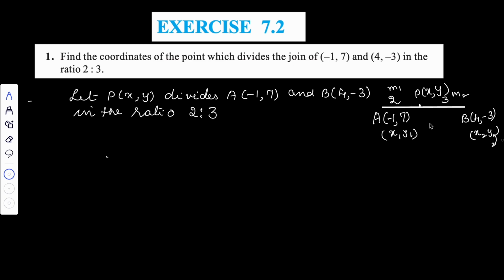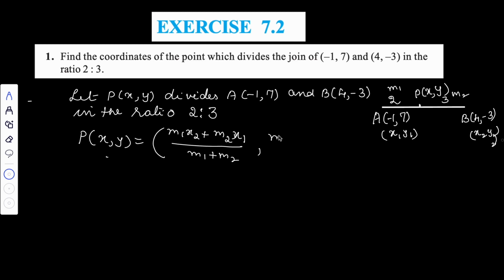So we want to use the section formula here. The section formula is like this: P(x, y) is equal to (m1 into x2 plus m2 into x1) divided by (m1 plus m2), and (m1 into y2 plus m2 into y1) divided by (m1 plus m2).